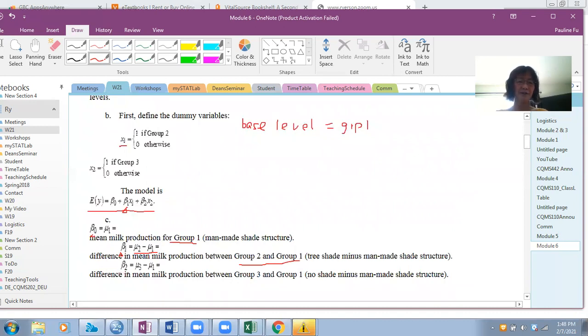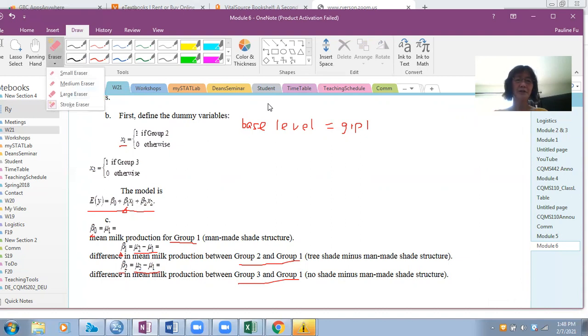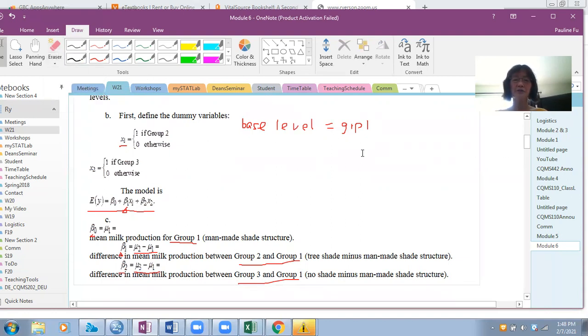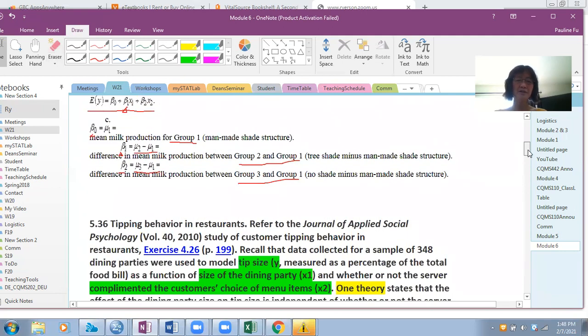So beta 2 equal to mu3 minus mu1. It is the difference between group 3 and group 1. So that is the interpretation of beta. Okay. So we completed this question. This question asks us to build a model with a qualitative variable and interpret the parameters beta 0, beta 1, and beta 2.